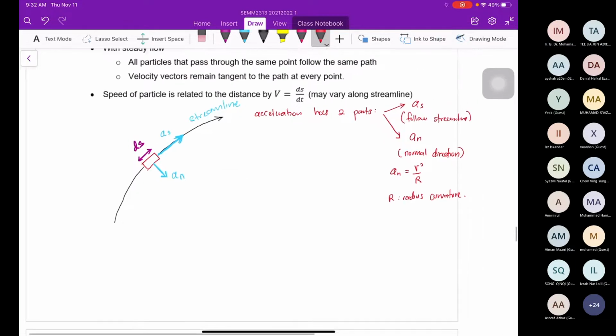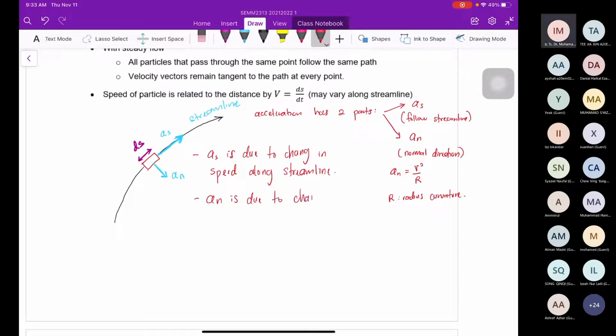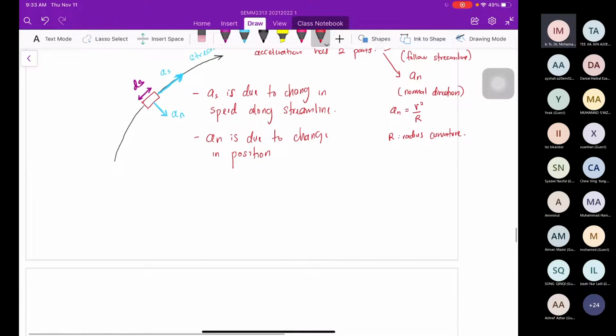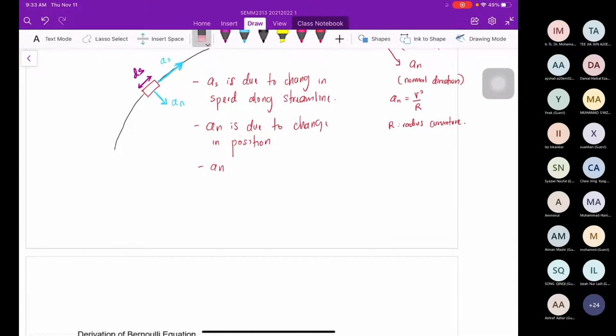So, as is due to the change in speed along the streamline. And then an is due to the change in position. If an is small, or if an equals 0, that means the particle moves in a straight line.